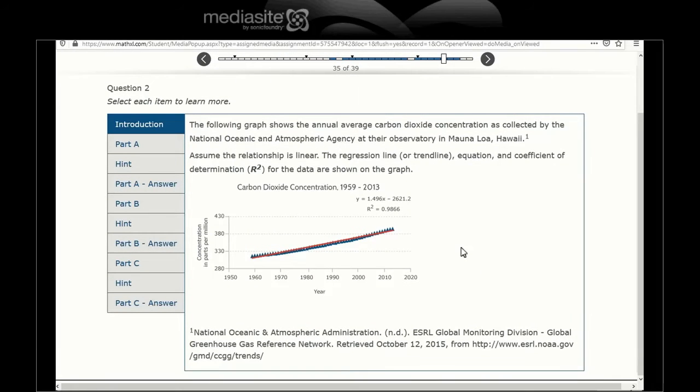So here's some more data. The following graph shows the annual average CO2 concentration as collected by NOAA at the Observatory at Mauna Loa, Hawaii. So that's in a volcano. Assume the relationship is linear. The regression line or trend line equation and coefficient of determination for the data is shown on the graph. Now R squared is that. R is positive because as years go up, CO2 is going up. Okay, so let's see what they want us to do.